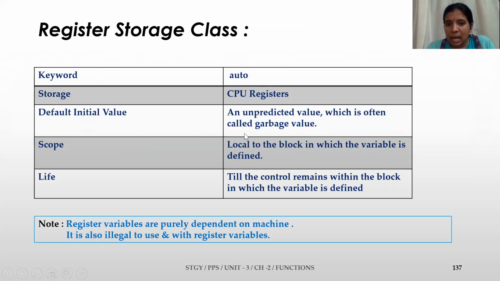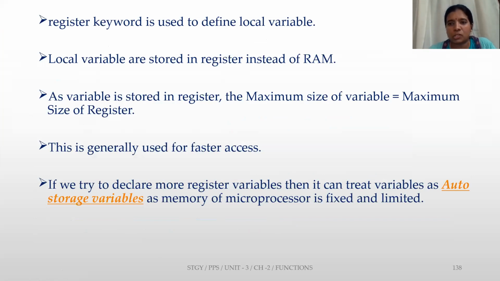The default value is garbage, and the scope is only inside the block, and lifetime is only within the block. Now, register variables are purely dependent on machine. The choice clearly depends upon machine. It is illegal to use ampersand with register variables.